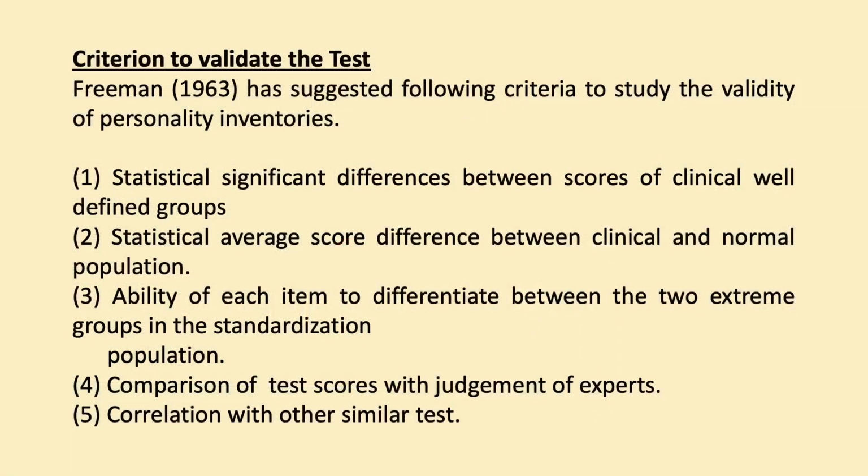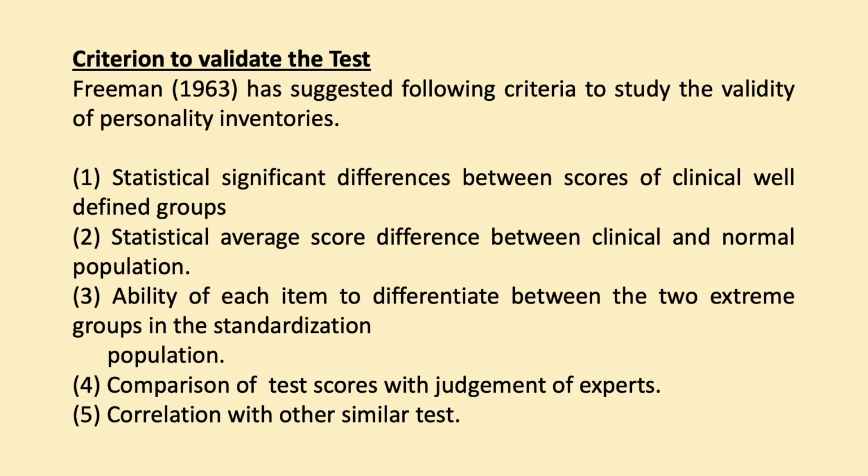Now, I have made a scale for schizophrenia. A schizophrenic person will get a higher score on the schizophrenia scale, whereas a patient of depression or anxiety will not get a high score on the schizophrenia scale. If an anxiety patient is also getting a high score on the schizophrenia scale, then how can my test be valid? It is called inter-disease validity. So, statistically significant difference between scores of clinically well-defined groups.